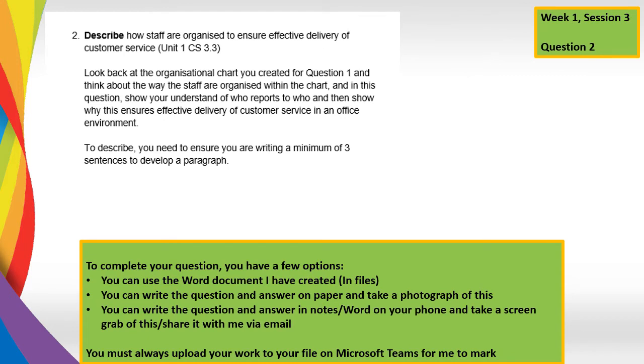For question 2, I would like you to now describe how the staff are organised to ensure effective delivery of customer service. So you've already answered part 1 of this question by looking at your organisational chart. I want you to look back at question 1 and back at your organisational chart and really think about the way that the staff are organised within that chart. So not only where they sit, but show that you understand who reports to who, and then just a sentence as well to show why it ensures effective delivery of customer service in an office environment.